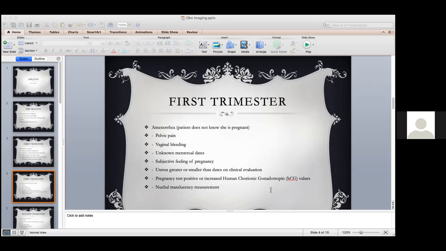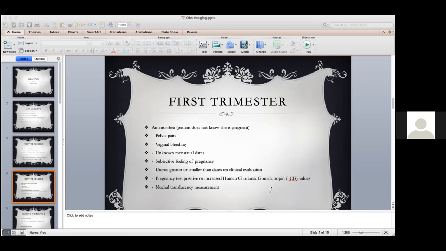Other indications is in patients who've had amenorrhea. They don't know whether they're pregnant in the first place. So you want to confirm they're pregnant and then ascertain how old the pregnancy is. Other indications include pelvic pain in early pregnancy. You can have PV bleeding. Patients with unknown menstrual dates. So this happens in patients who get pregnant and their periods are irregular, so they don't know when they conceived. Then there are those patients who just come and tell you, I think I'm pregnant.